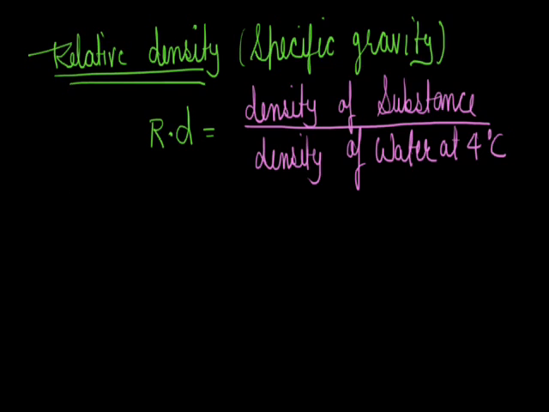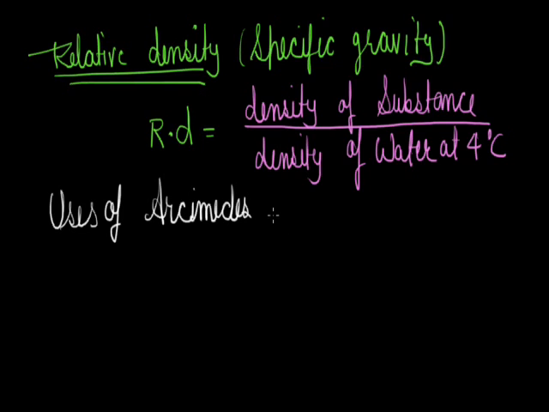Now, the unit of relative density: if we see the unit of relative density, we find it is a pure number having no unit, because the numerator is density as well as the denominator is also density. Now, the use of Archimedes principle in finding the expression for relative density.